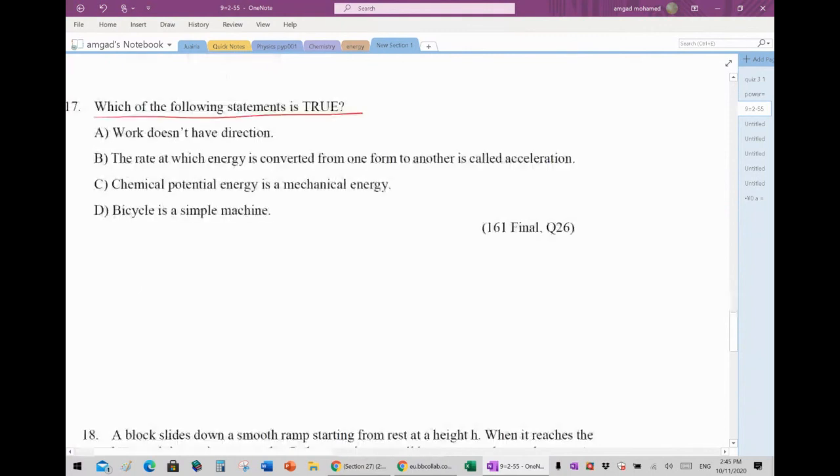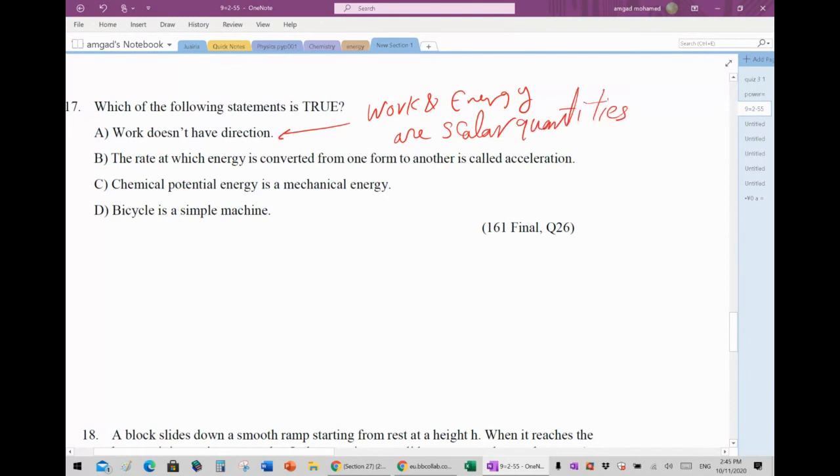Which of the following statements is true? Does work have a direction? Of course not. Work has no direction. Work is a scalar quantity. Work and energy are scalar quantities. You cannot say this energy or this work is to the right or to the left. It doesn't work like that. So work, energy, mass, speed, all of these are scalar quantities.